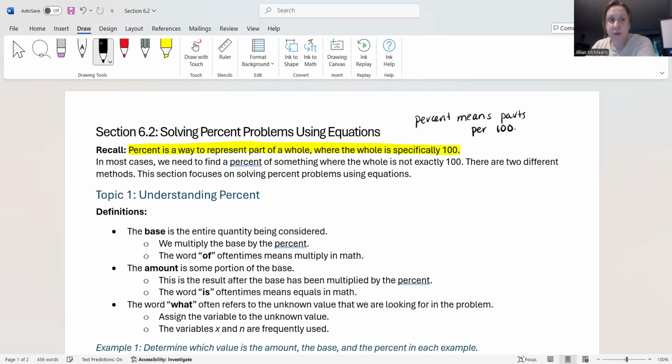But here's the deal. Generally speaking, in most cases, we need to find a percent of something where the whole is not exactly 100. That would be great if this whole world was broken down into units of 100. Things would be so easy, but that's not always the case. So if you are asked to find a percent of something where the whole is not exactly 100, what do you do? Well, we have two methods for how to do this. We can use equations or we can use proportions.